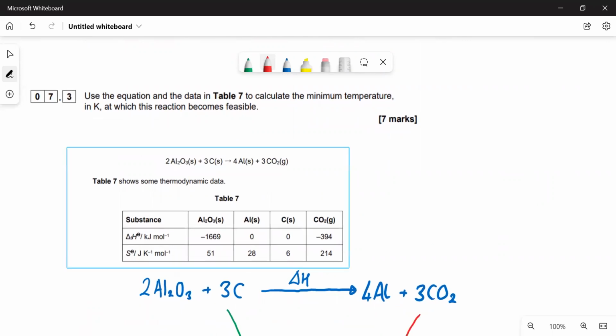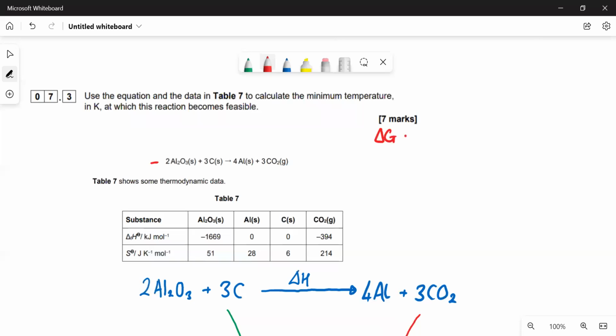See this equation here, and the data in the table. Use them to calculate the minimum temperature in Kelvin at which this reaction becomes feasible. So how are we going to do that? Well, we're going to use delta G equals delta H minus T delta S, and the minimum temperature is when this is basically equal to 0. So delta G is equal to 0. We will know delta H, we will know delta S, and so we can calculate T, the absolute temperature. That's what we're going to do.